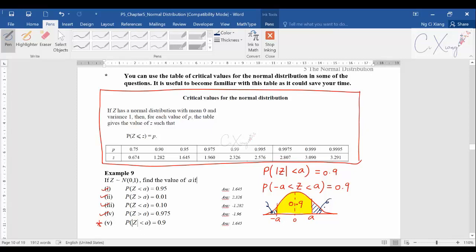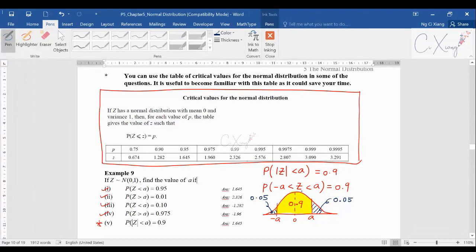Right, so can anyone tell me what is the value here? So this value is 0.1 divided by 2, which is 0.05. This is also 0.05. How do I know? Because you should know that all the area added up should be equal to 1. So 0.9 plus 0.05 plus 0.05, you get 1. To get 0.05 means 1 minus 0.9, divided by 2, so you get 0.05 here.